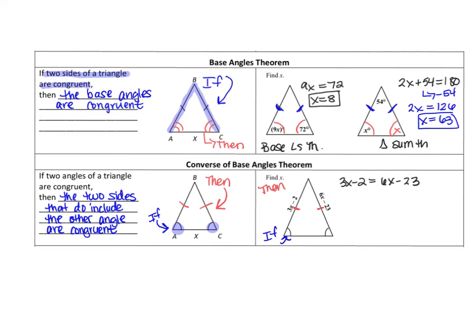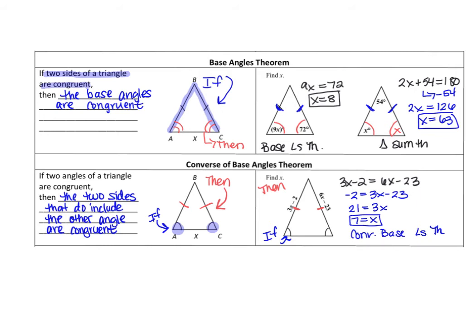So if you subtract 3x from each side, that would give you -2 is equal to 3x minus 23. Then I want to isolate the x term, so I'm going to add the 23 over to the other side. That would give me 21 is equal to 3x. When you divide both sides by 3, you get an answer of 7 for x, and you would label this converse of base angles theorem.